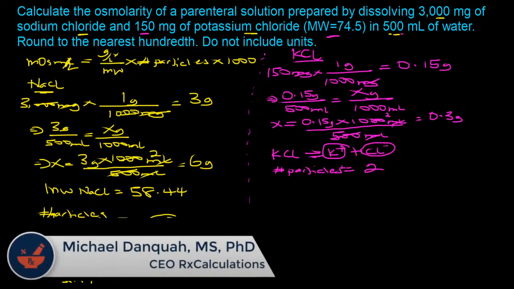So now we can put all of this information back into this original equation, and we'll have milliosmoles per liter being equal to 0.3 divided by 74.5 times 2 times 1,000, and that is equal to 8.05.